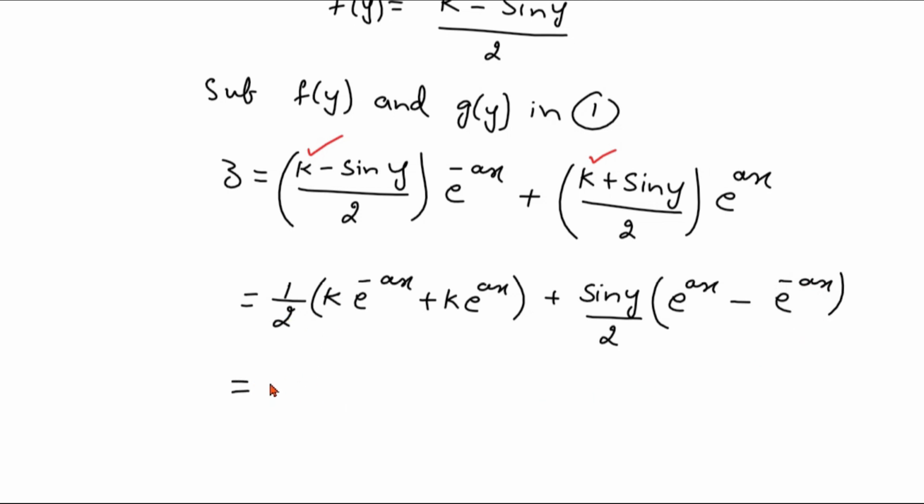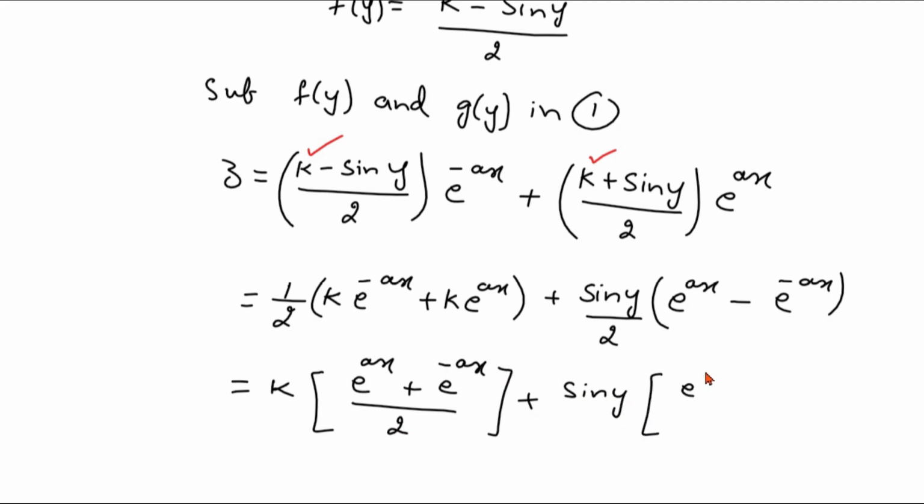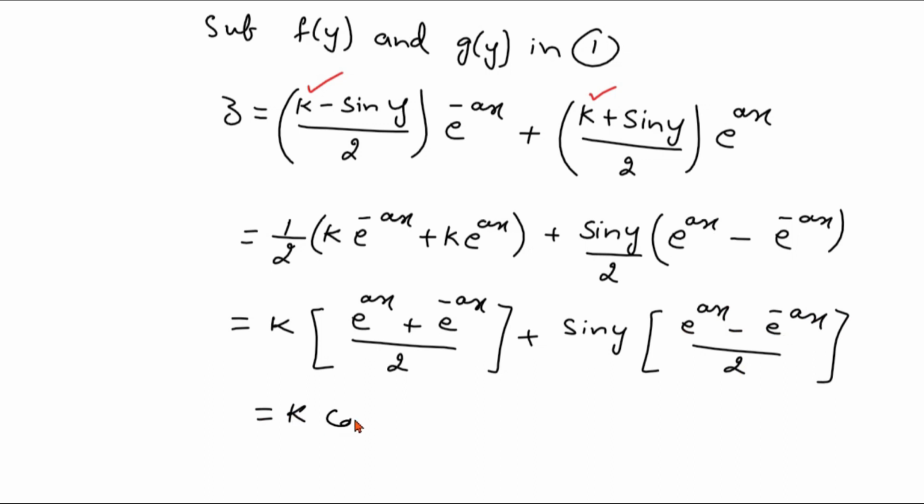So here you can take k common outside and write the expression as equal to k times e power of plus ax plus e power of minus ax divided by 2, and plus here sine of y is common outside. You can write this value as e power of ax minus e power of minus ax divided by 2. But we know this value is nothing but cos hx, or cosh, in place of x you are having ax. Here you have sine of y, this value is nothing but sinh ax. So that is the required solution.